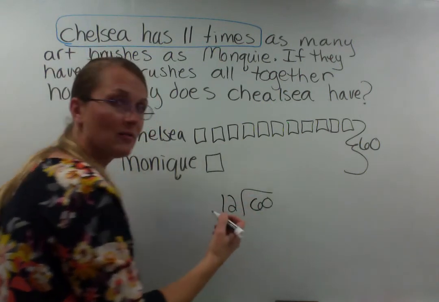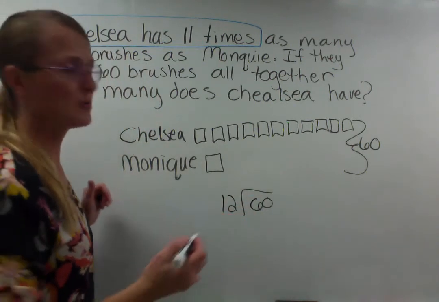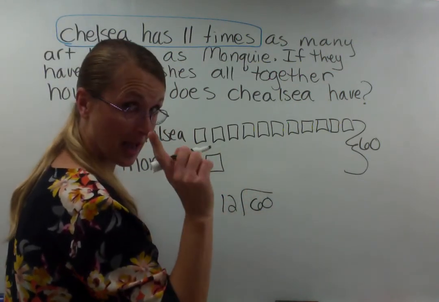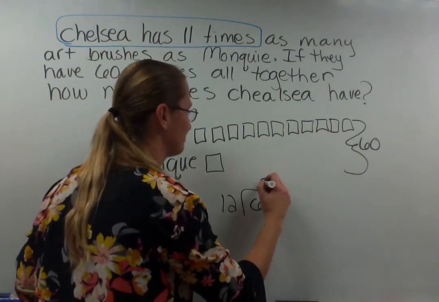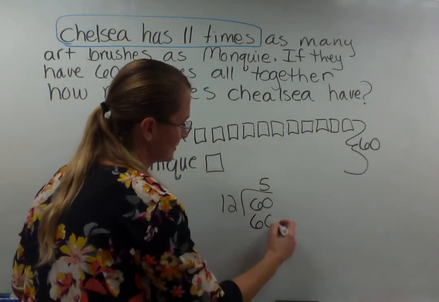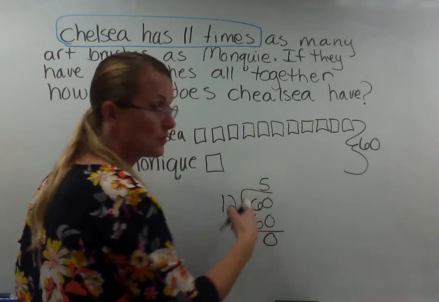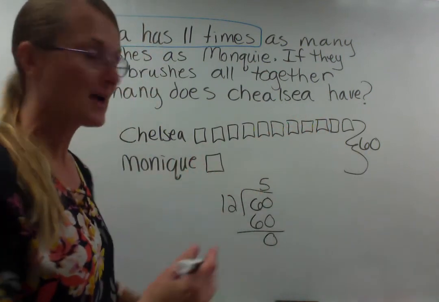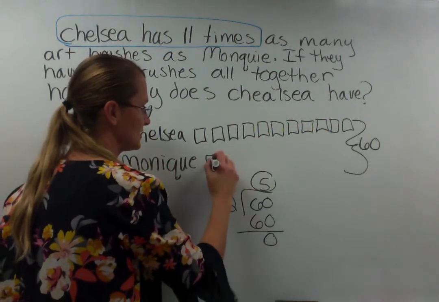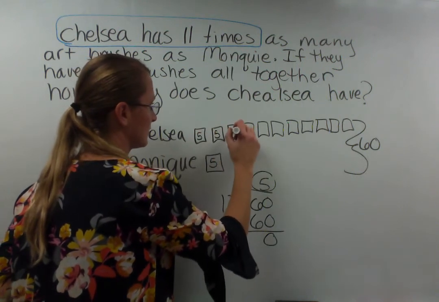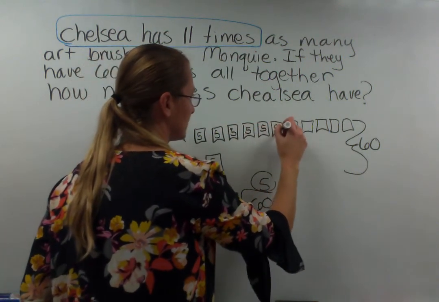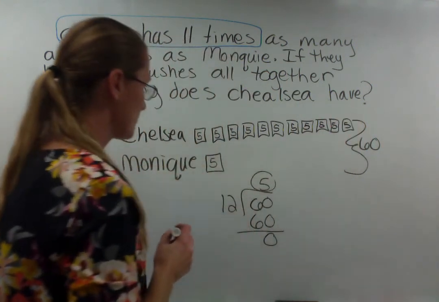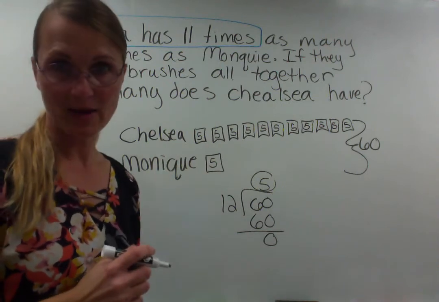So 60 divided by 12. Well, this is kind of an easy one because we should kind of know our 12 times tables. So that's going to be 5. Okay. So minus 60, I have no remainder. So what that means is if I take the 60 brushes and divide them into their 12 boxes, I can put 5 brushes in each box. So that means Monique has 1 box of 5 and Chelsea has 11 boxes of 5.